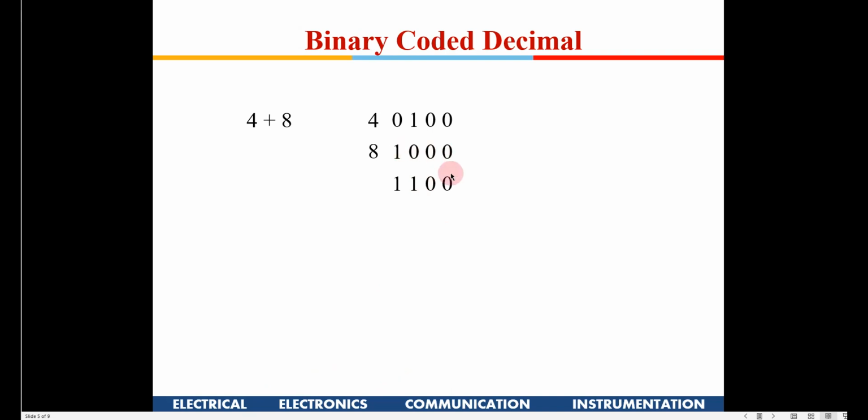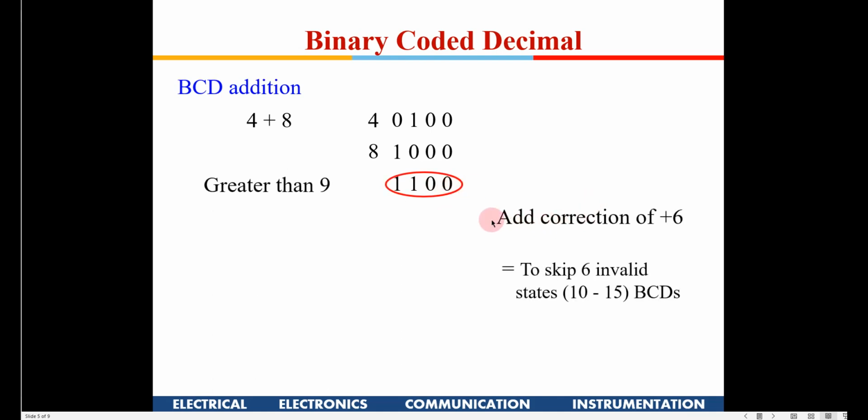To generate that, whenever you add these things and you find the answer is more than 9, right? The maximum value a BCD output can have is 0 to 9. So whenever it is greater than 9, you need to add 6. If you add 6, automatically the answer you get will be 1 and 2, 12, right? So what we are actually doing by adding 6 is skipping the invalid states from 10 to 15. That is the logic behind adding 6 here. So when you add 6, you will get the desired result.